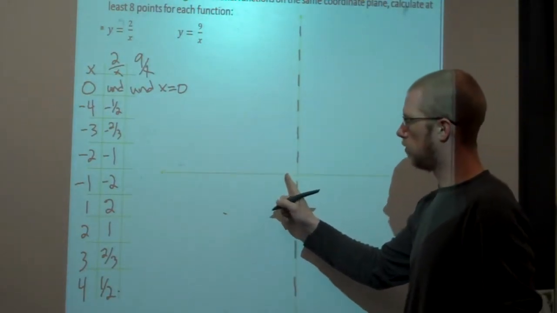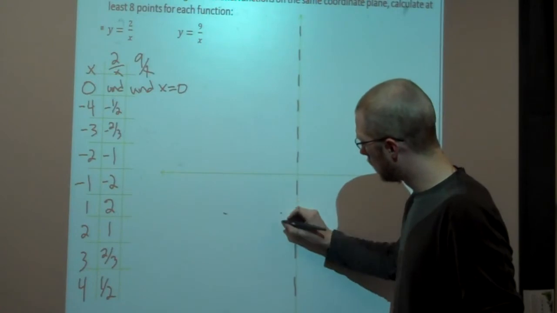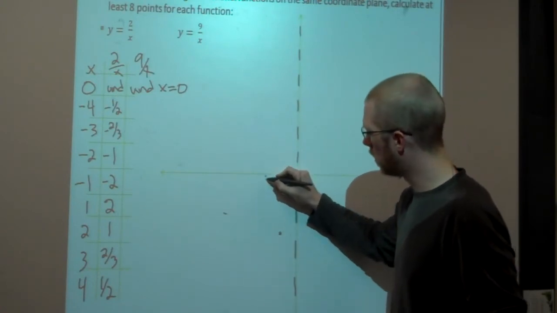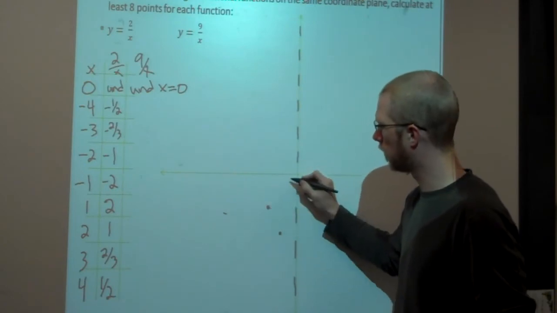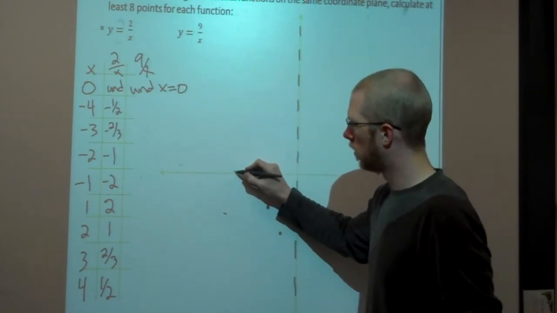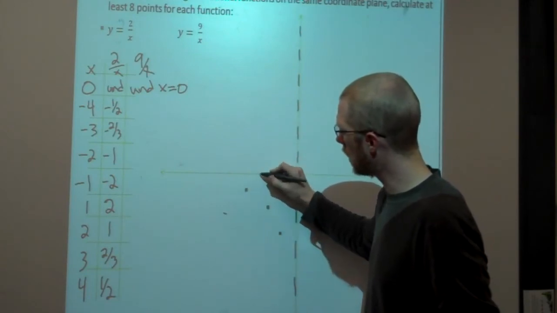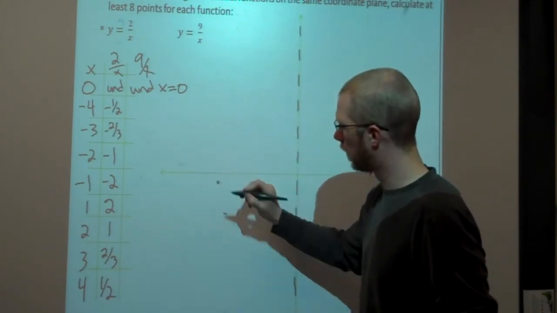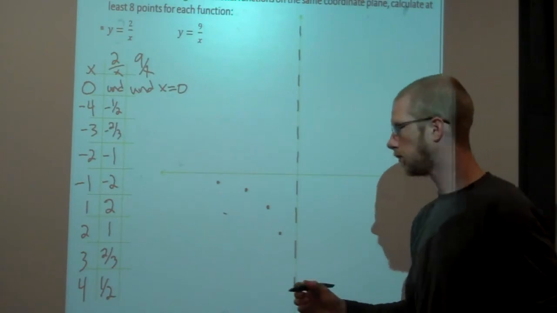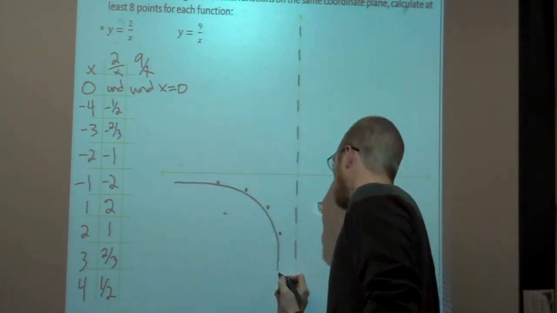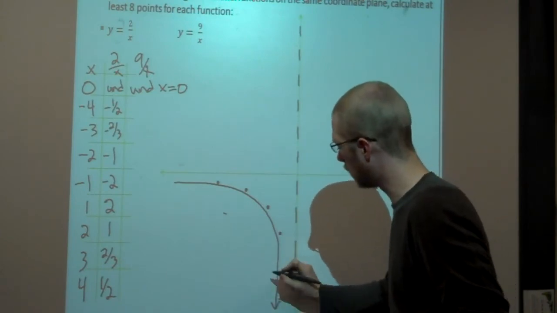When x is -4, y is -1/2. When x was -3, y is -2/3. When x is -2, y is -1. And when x is -1, y is -2. So now we're kind of getting smaller. And what we see here is that I get a graph, or a branch of my graph, that looks similar to this.